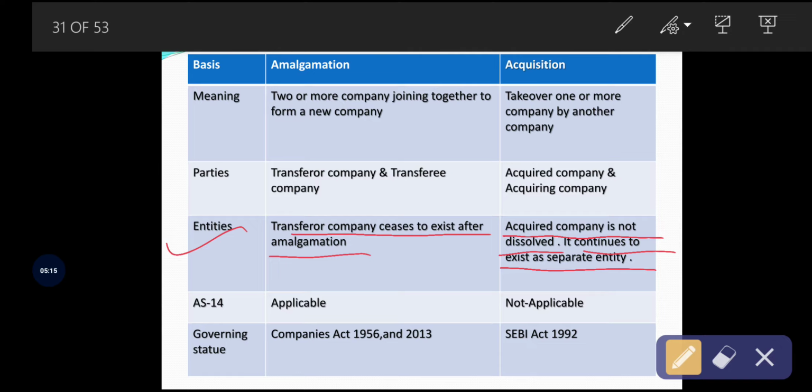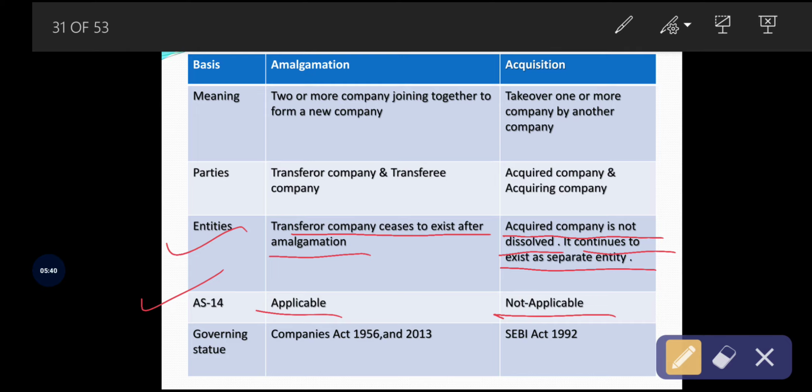The next difference is based on the applicability of the accounting standard. Accounting Standard 14 is applicable to amalgamation, because amalgamation is based on Accounting Standard 14. So AS 14 is applicable to amalgamation but not to acquisition.